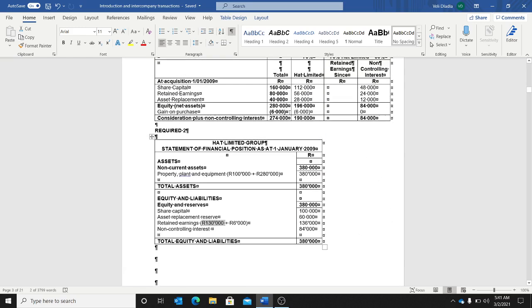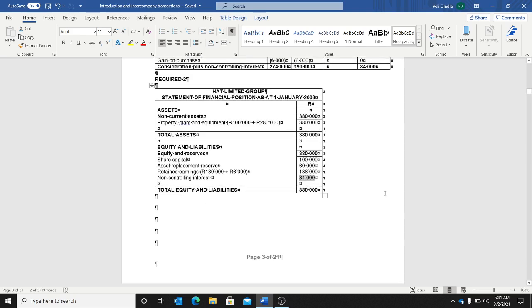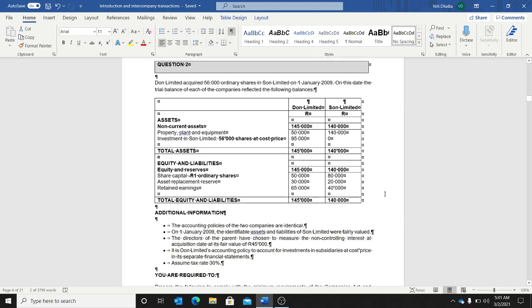Plus, this 6 is this one here. It comes from that gain on bargain purchase. This 6 forms part of the opening retained earnings. You'll see when we go on, you add it to the opening retained earnings. So it's 136. Then the non-controlling, which is this figure here, is the one that is now reflected here. At acquisition, things look like that for now. Let's do another example which shows us at acquisition. Here's the company here.